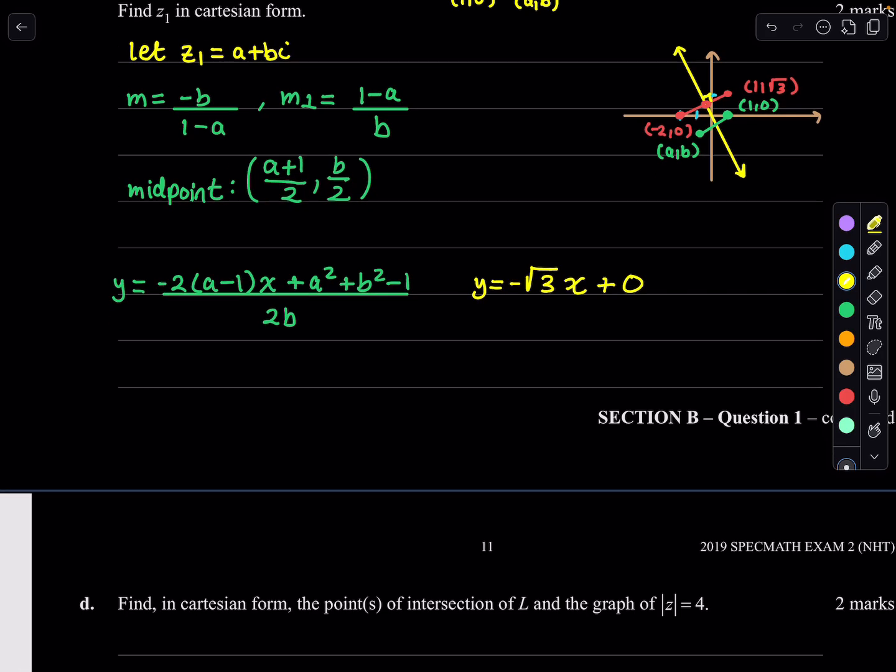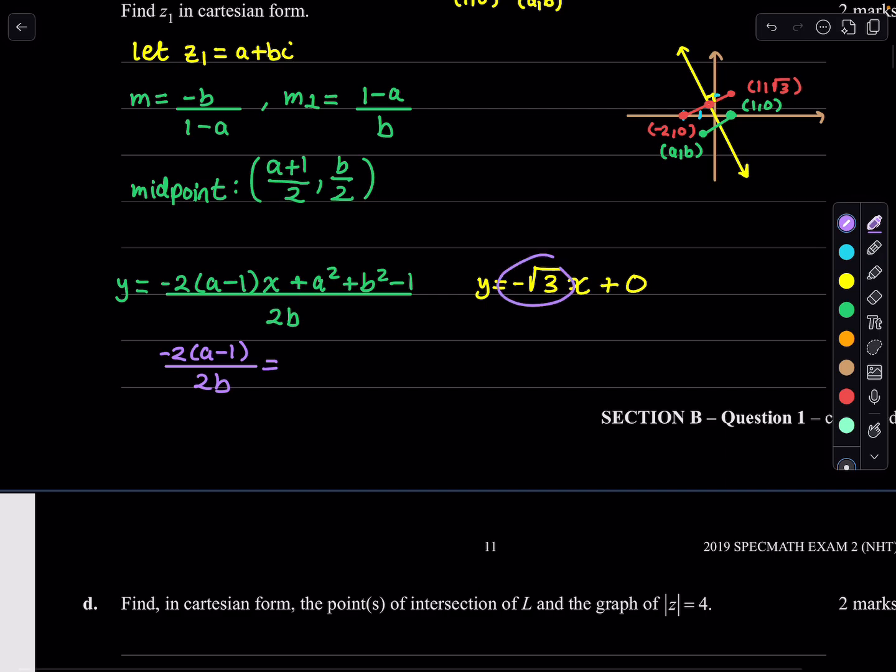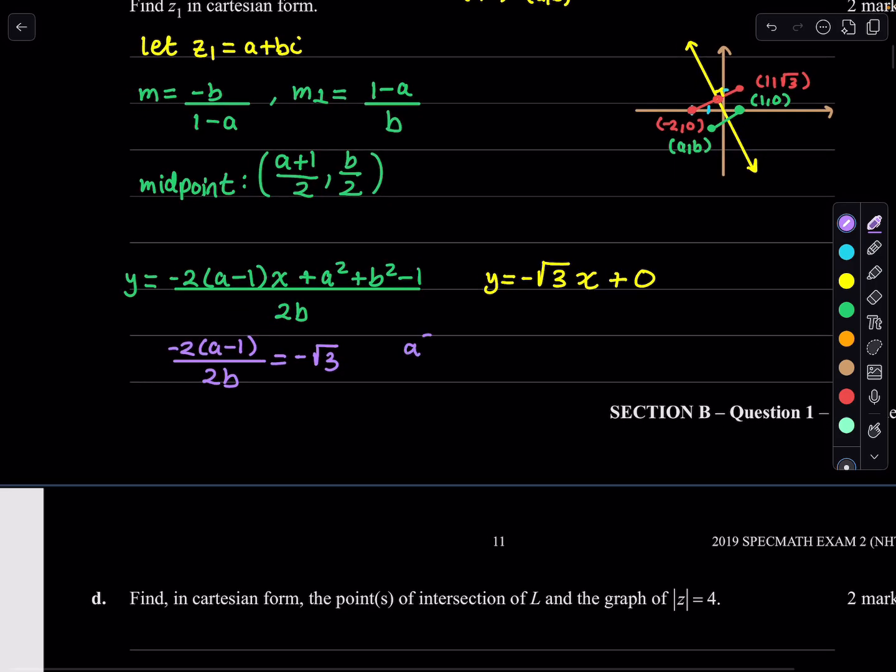So, for example, I know for a fact that the gradient for this one over here is negative 2a minus 1 over 2b. And that's equal, of course, to the gradient here, which is negative root 3. And I can also make another equation, which is the y coordinate, which is basically a squared plus b squared minus 1, all being divided by 2b. And that's, of course, equal to 0 because the y value is 0 there. And there it is. We've got two equations which we can solve simultaneously using our CAS, and we can find a and b, basically.